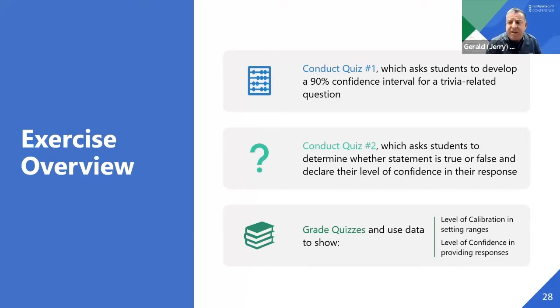The second part is another series of 15 questions that are all true and false, and you have to respond, but you also have to provide your level of confidence in the response. We'll show you an example of these in a minute. Once we did the quizzes in one class on Monday, I had a day in between before the class on Wednesday. Then I was able to take the data from the quizzes, interpret it, and share with the students the level of calibration they had in setting ranges, and their level of confidence in providing responses in the binary perspective of true and false.